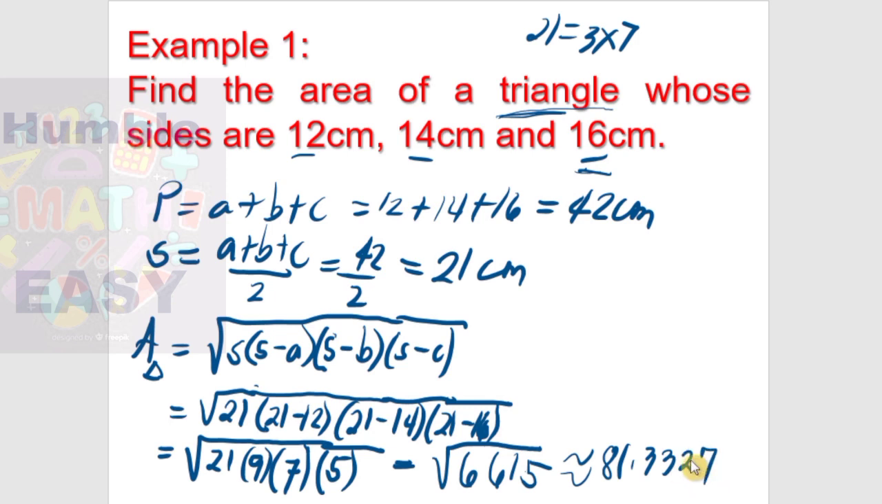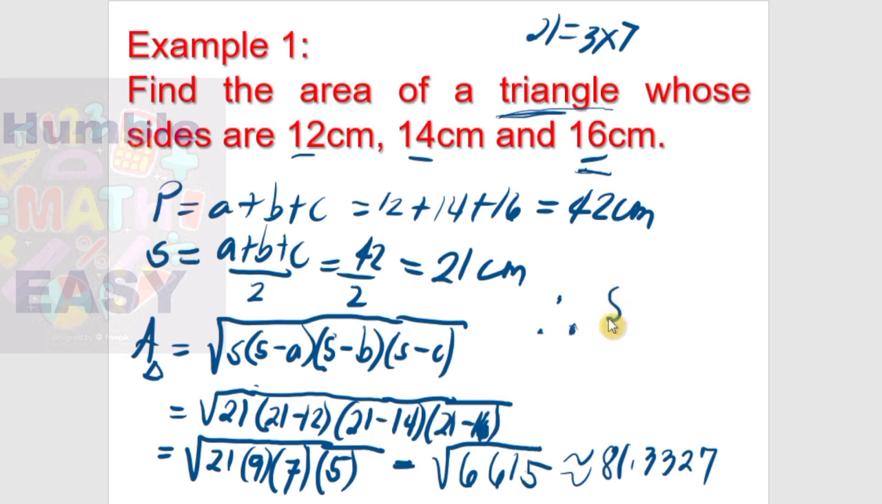81.3327. So take note that we have to be careful in working with this, since it is not rounded up, but most of the time we are going to round our answer to the nearest hundredths.